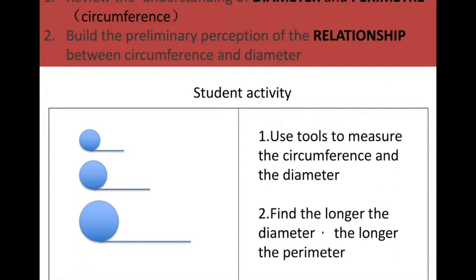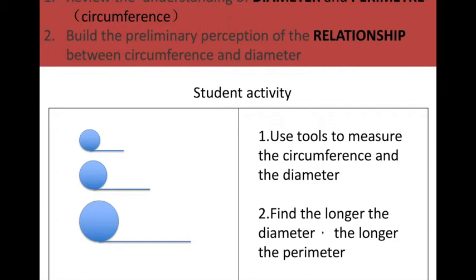Then, there is a hands-on activity for students. 3 circles of different sizes will be given to students, and they need to use tools to measure the circumference and the diameter. Teachers should encourage students to try different ways. Through this activity, students will find that the longer the diameter, the longer the perimeter. There may be a relationship between circumference and diameter.